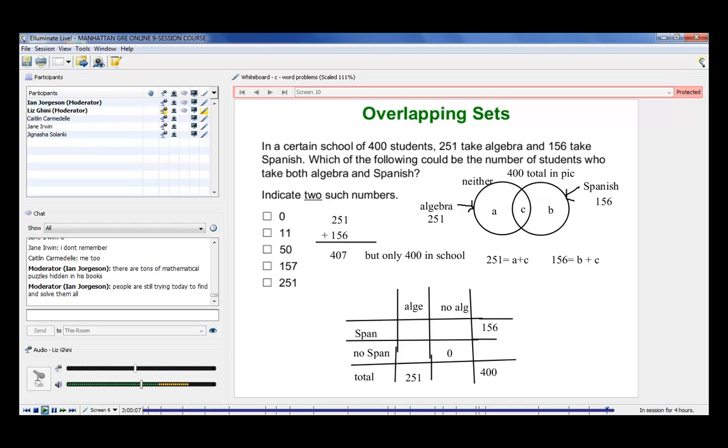So you realize, what's the maximum who could be here? The magic thing about this diagram is that this thing and this thing have to sum to 156, right? Spanish has to be Spanish with algebra and Spanish without. And the total on algebra has to be Spanish, no Spanish. And we can just figure out what the other numbers are by subtraction. So 400 minus 156 is going to give us 244. 400 minus 251, we'll have 149. And then you could actually work it out.